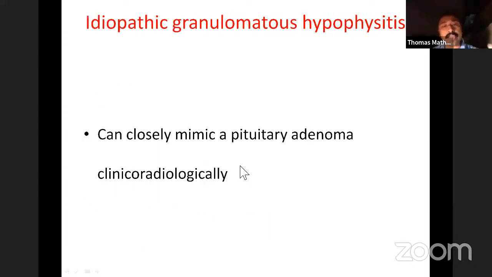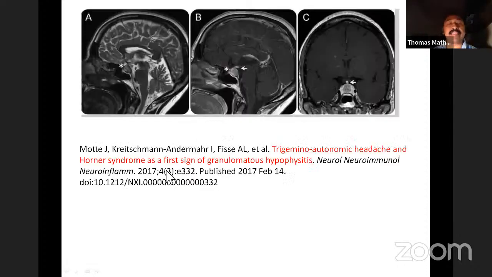And because it closely mimics a pituitary macroadenoma radiologically and clinically, some clues may suggest it is hypophysitis. These clues are a thickened stalk and a short duration of headache. All these things may point to idiopathic granulomatous hypophysitis. So there are reports if you search for this entity, and you can see a lot of other reports.